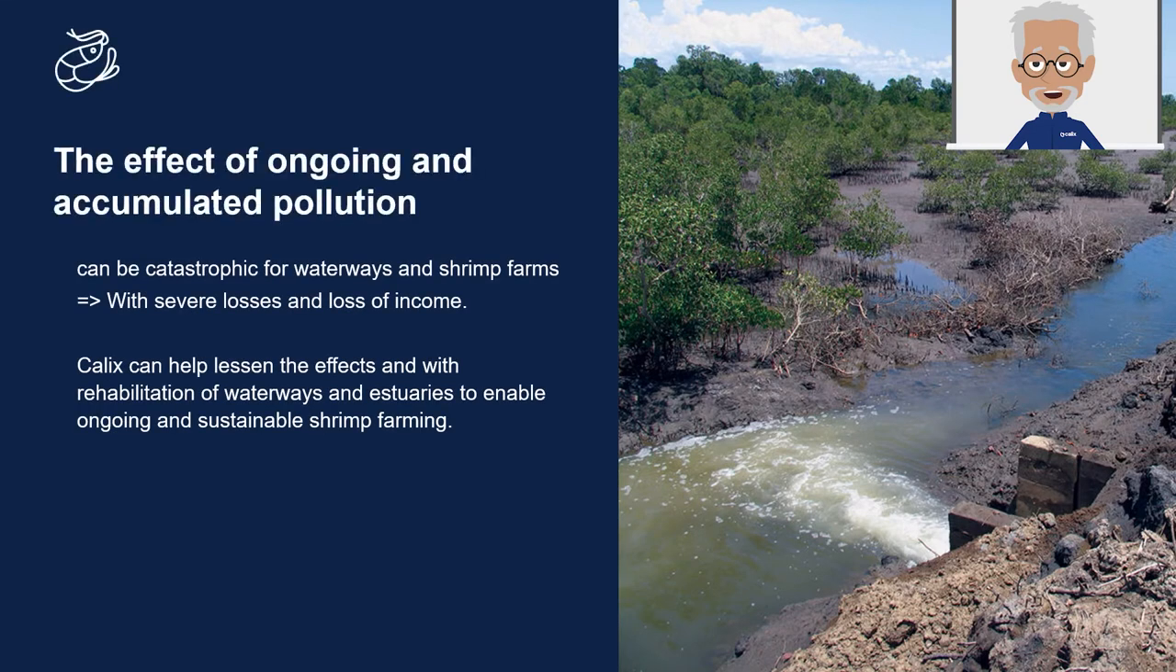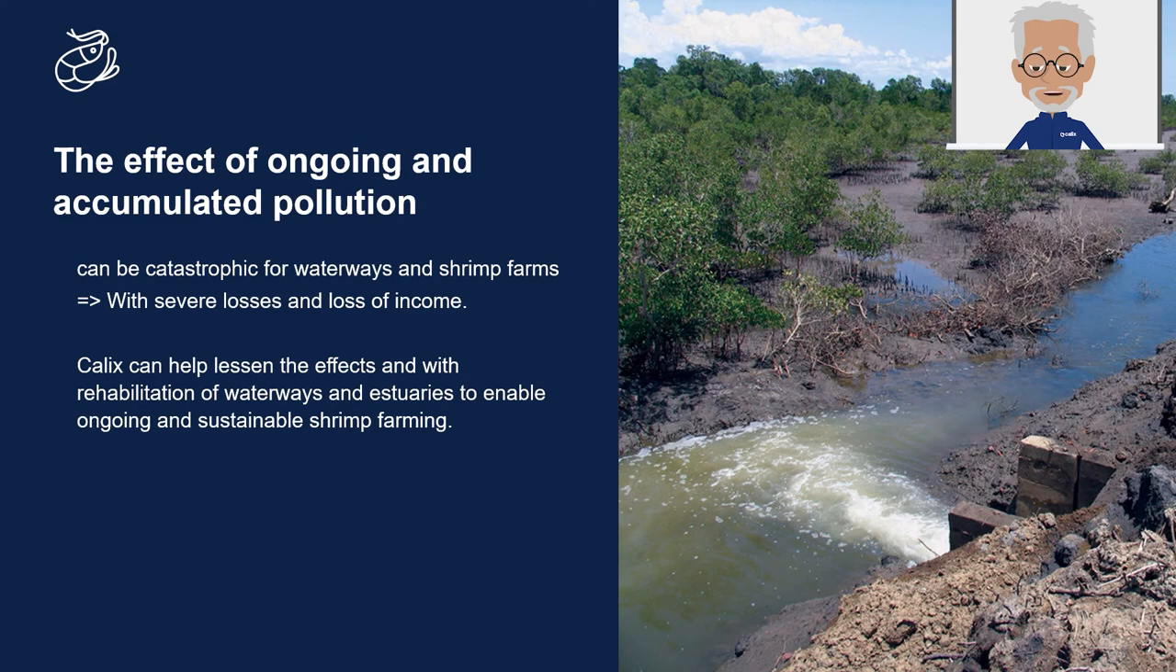Shrimp diseases are the shrimp farming industry's biggest concern. In Asia, diseases cost the shrimp industry billions of dollars annually. As we saw in this episode, there are numerous diseases that can manifest as external parasites, viral infections, bacterial infections, or fungal infections. Disease, coupled with the effect of ongoing and accumulated pollution in waterways and estuaries, can be catastrophic for shrimp farmers, causing severe economic losses. The most practical way to prevent disease and/or reduce the losses they lead to is to implement proper farm management practices and reduce the stress on the shrimp.